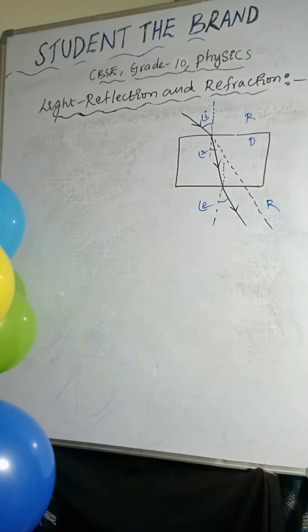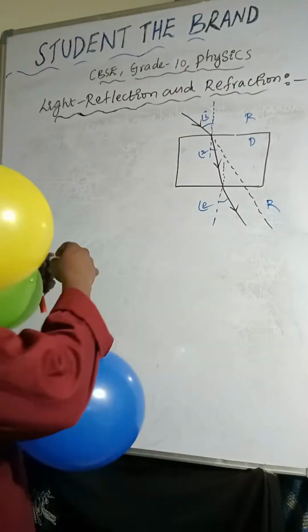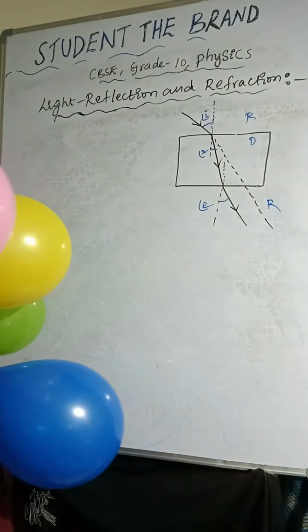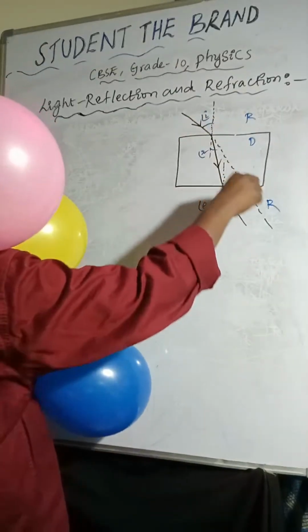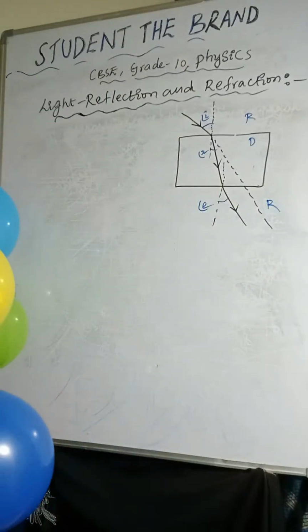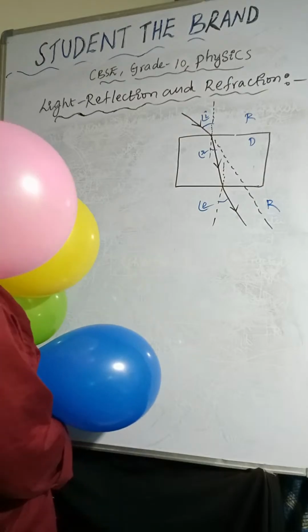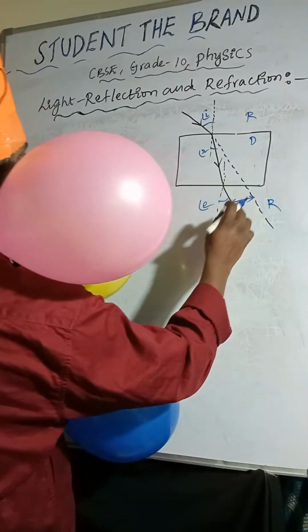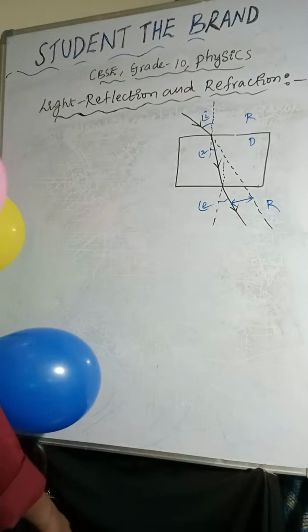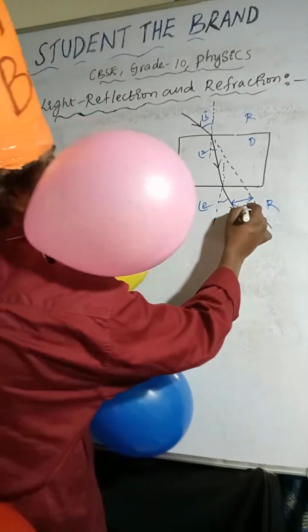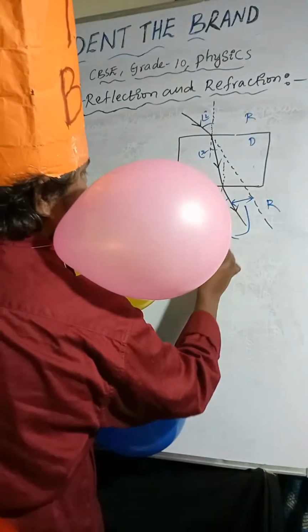What is the difference here? This is the incident ray. The extended incident ray, its initial path, is parallel to the emergent ray. The distance between the initial direction of the incident ray and the emergent ray is called lateral shift.